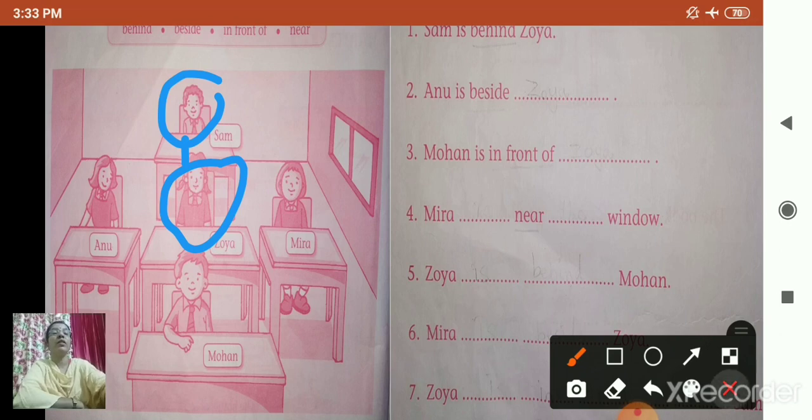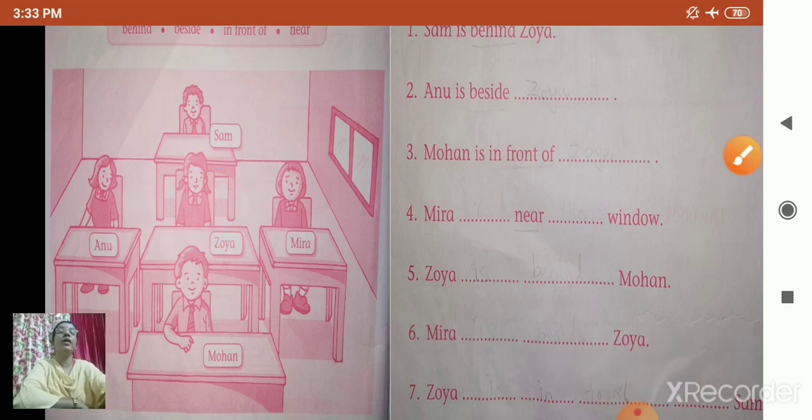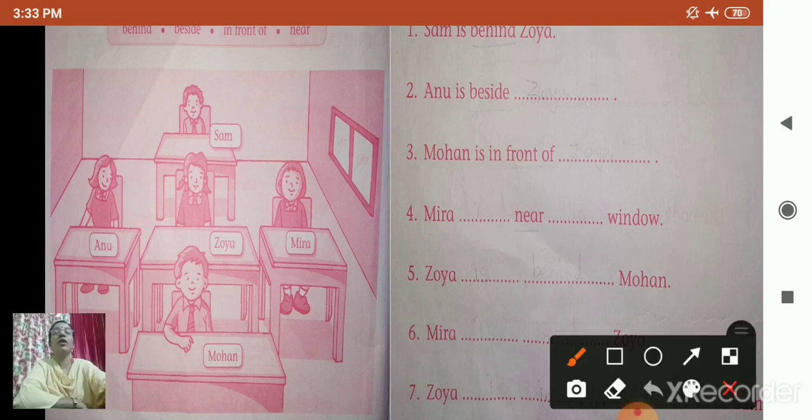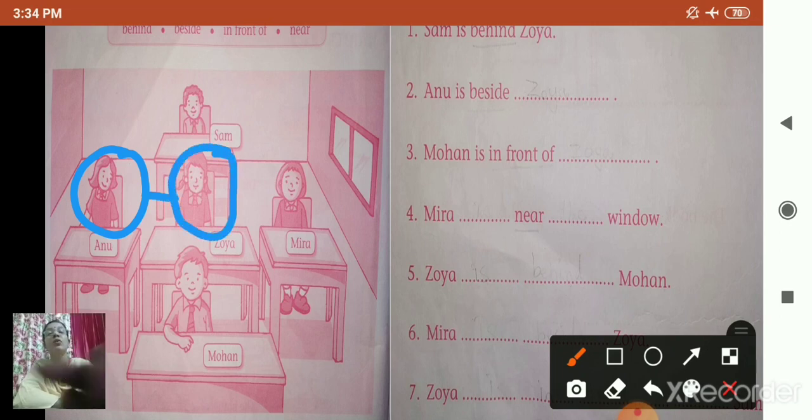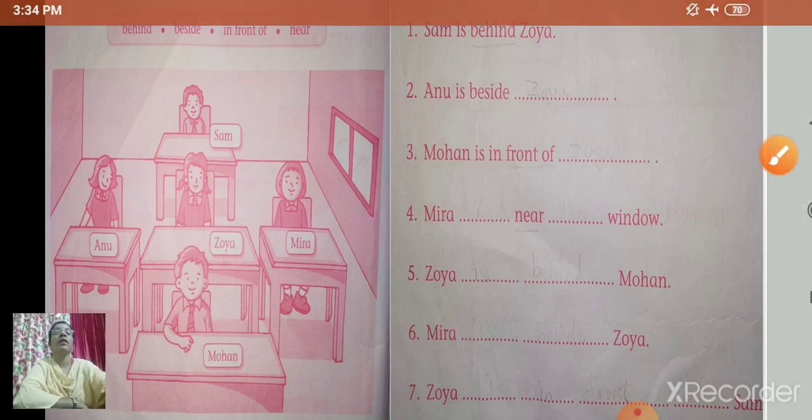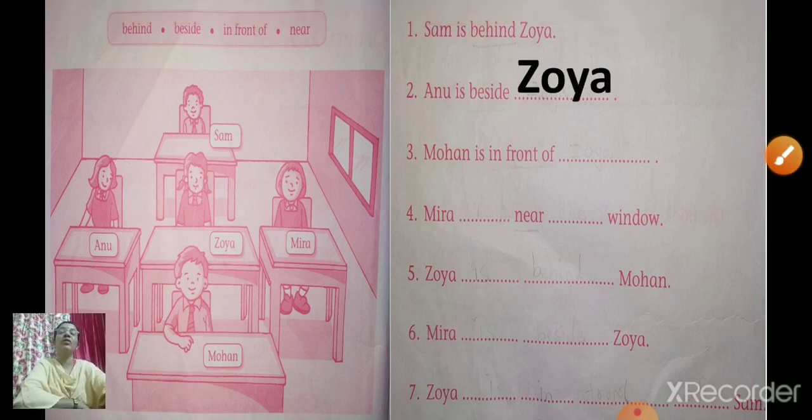Now see the next one. Anu is beside whom? First we will see where Anu is. Anu is here. Now what is the question? Anu is beside whom? Yes, Anu is beside Zoya. Let us see whether our answer is right or not. Anu is beside Zoya. We'll go to the next question.